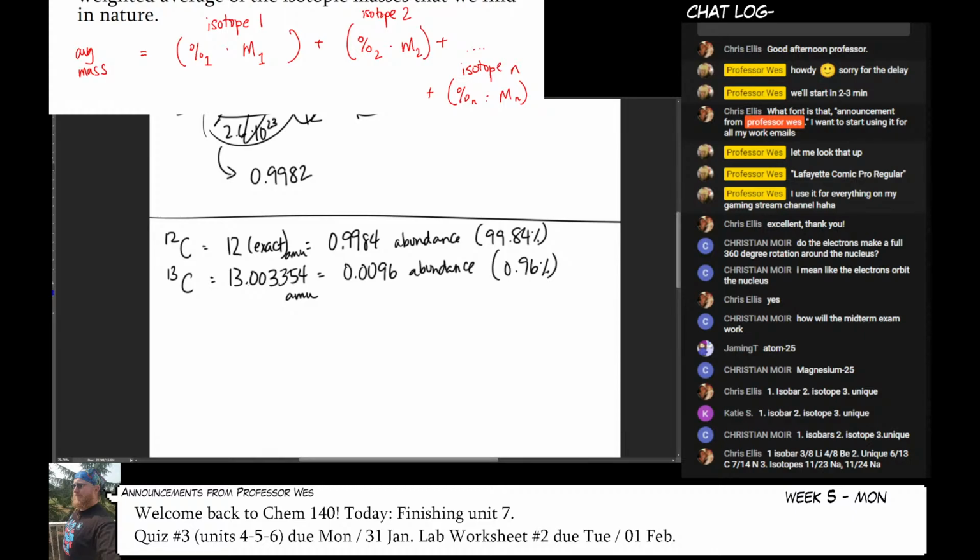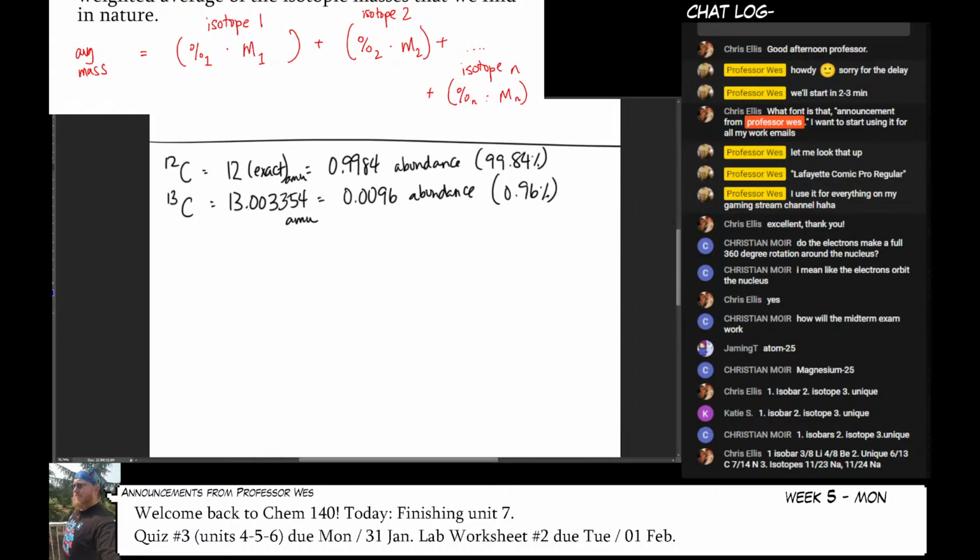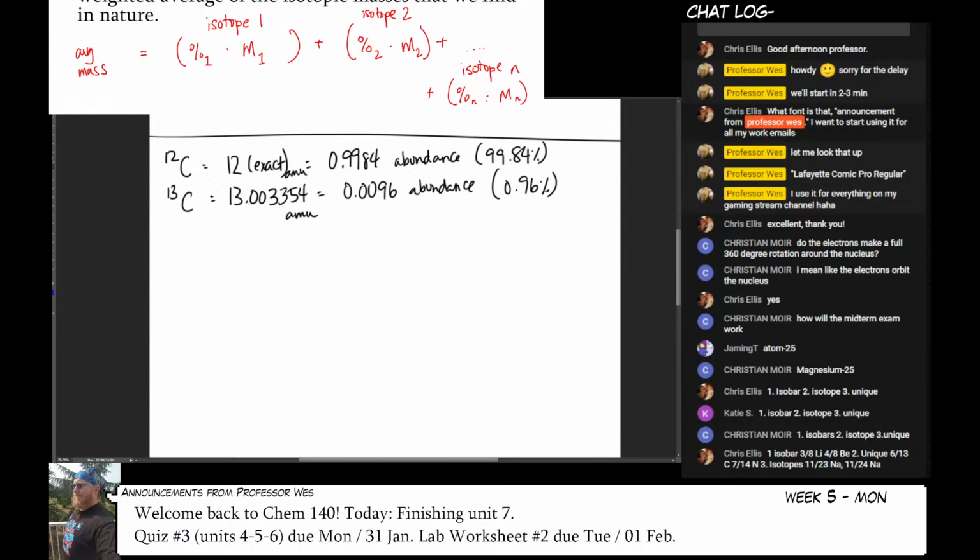So now what we're going to do is we're going to apply the formula for the average mass. And that formula is up above in red. So here's what we're going to do. For isotope number 1, which we're going to call carbon 12, we're going to take the percentage of it as a decimal and multiply it by the mass. And then we're going to do that for carbon 13. So that would be 0.0096 times the mass, 13.003354 AMU. And this is going to equal the average mass.